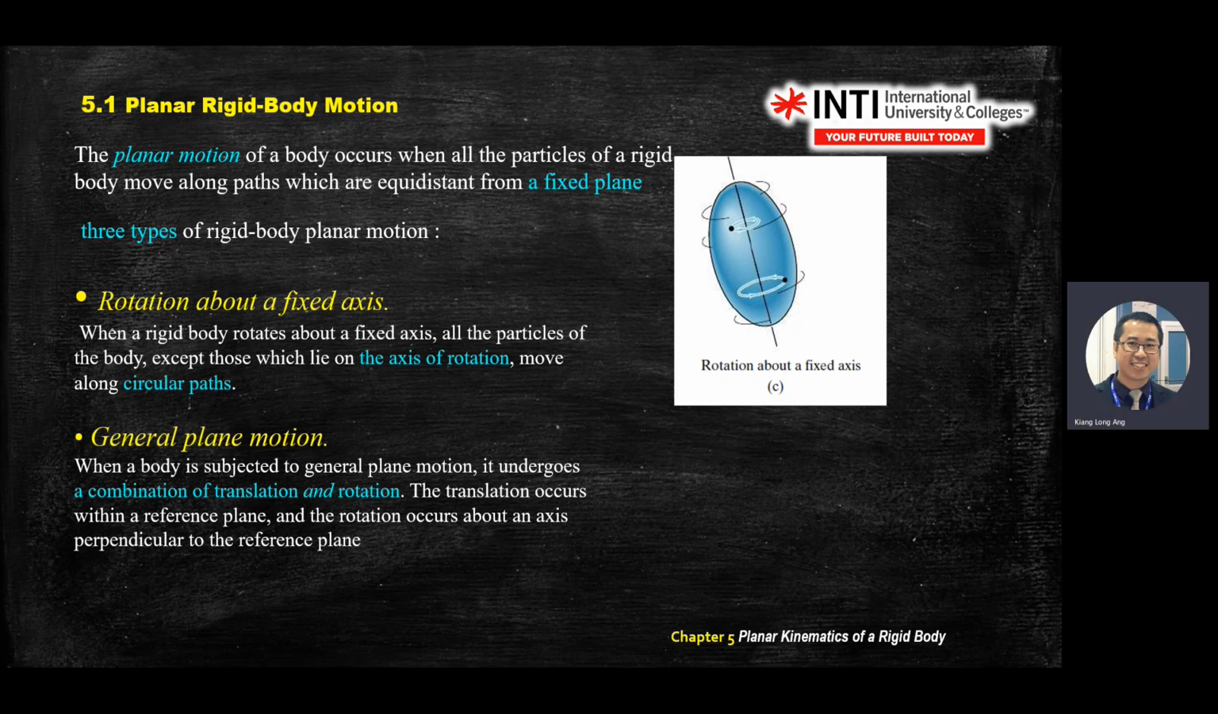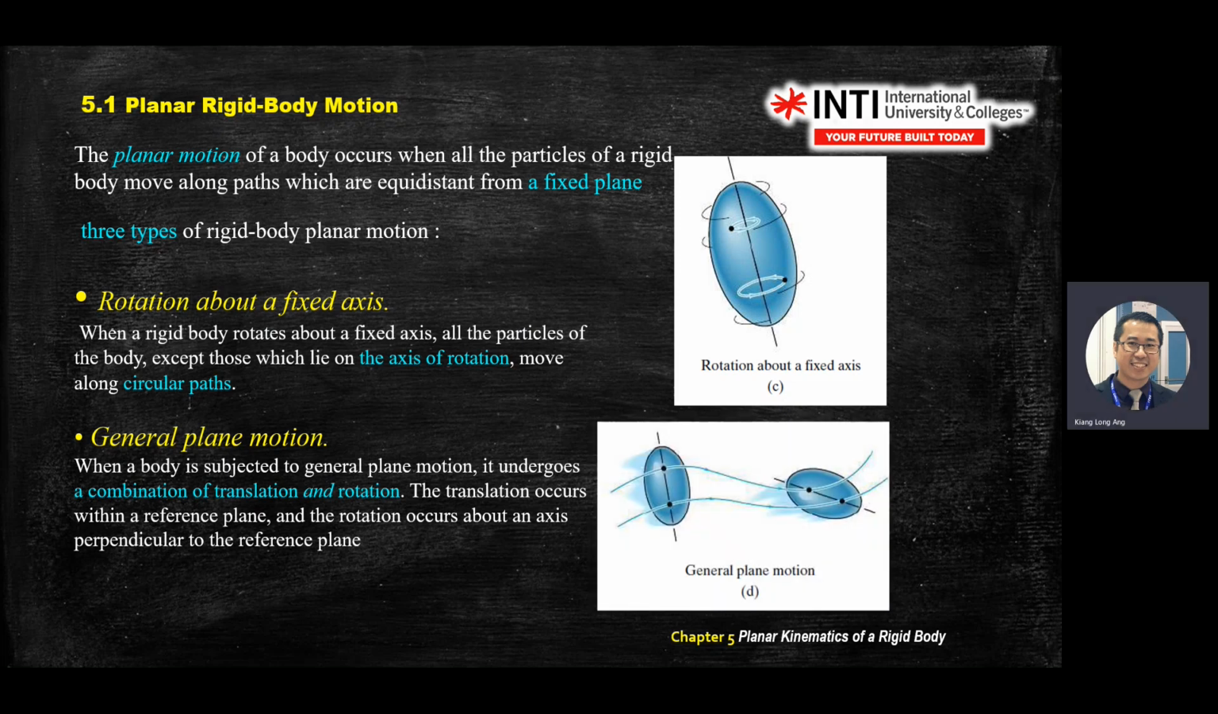There will be one question later that asks you to draw the outcome of general plane motion. Like this one, before and after, it is a combination of translation, meaning this point translates to here, then rotates. So this is the combination. So 3 types: translation, rotation, and general plane motion. In this chapter, we use general plane motion, which means a combination of the previous 2.